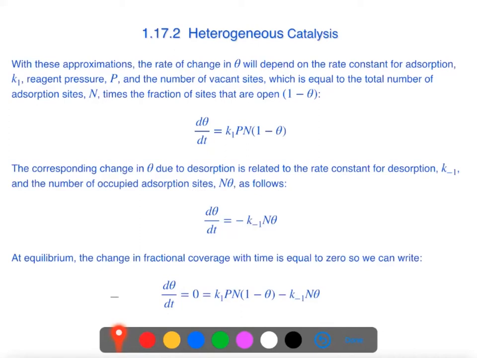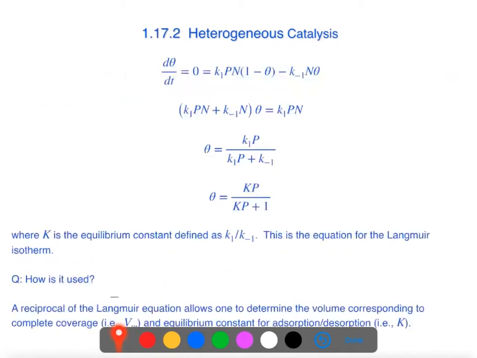At equilibrium, the change in fractional coverage with time is equal to 0. So we can set the sum of these 2 terms equal to 0, similar to what we've seen previously for systems at equilibrium. So with this expression, we can rearrange it for theta. We can bring like terms together, those terms associated with theta to one side of our equality sign and the others to the right. And then we can divide through. And so we end up with a final expression for theta.